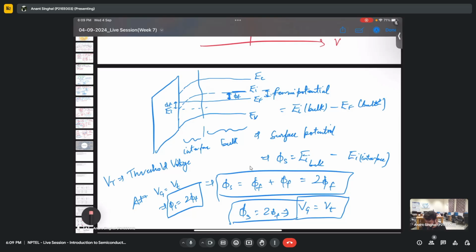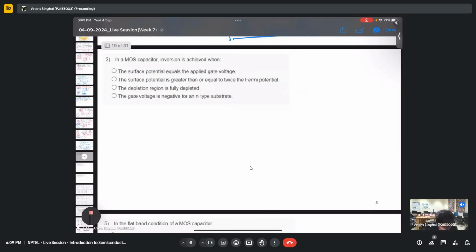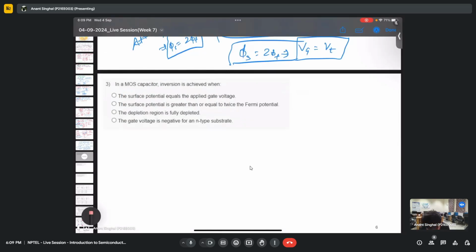Yes, sir. Yeah, so let's move ahead now. So maybe you all can try to give me the answers now. In the MOS capacitor, inversion is achieved when the surface potential is equal to the applied gate voltage. When the surface potential is greater than or equal to twice the Fermi potential, the depletion region is fully depleted. The gate voltage is negative for n-type substrate. So can anyone tell what will be the answer to this?